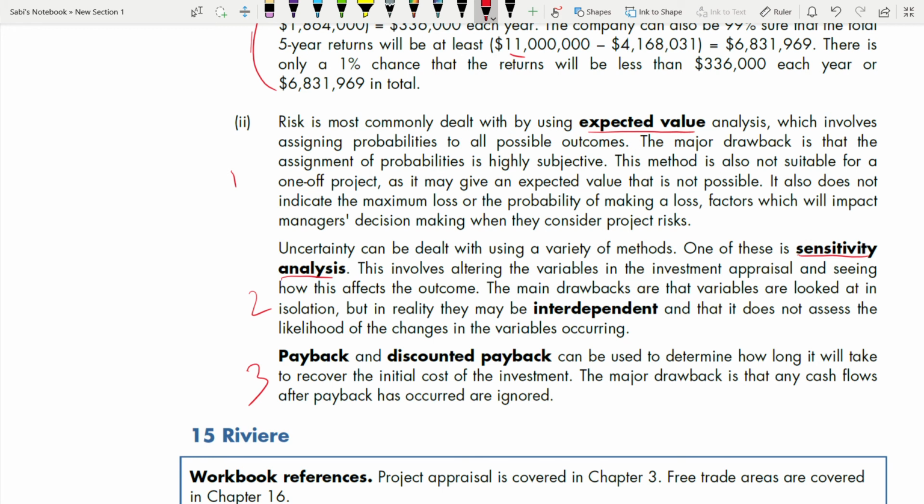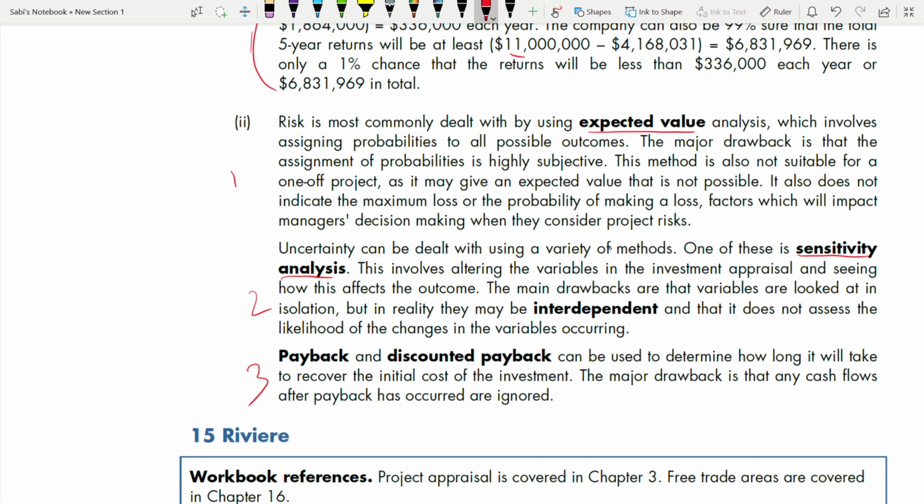Now you cannot go and say that sensitivity analysis deals with risk and expected value deals with uncertainty. You cannot switch it like that. You have to know which one measures what. So expected values are for risk, sensitivity analysis is for uncertainty. So one of these is sensitivity analysis.